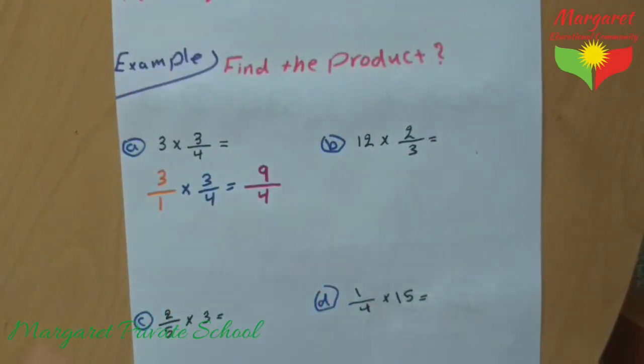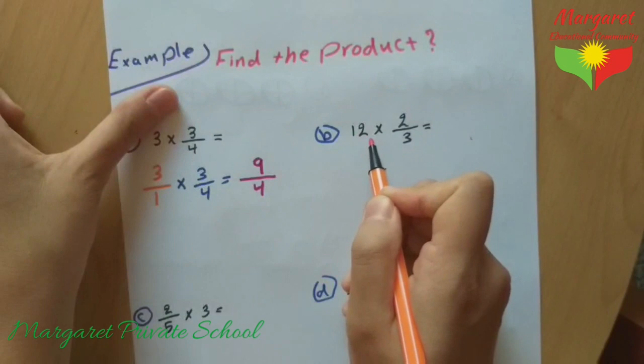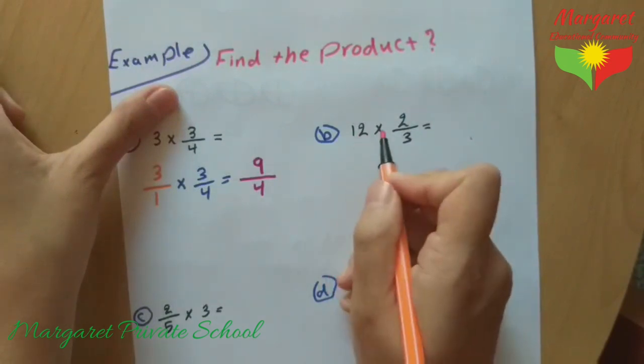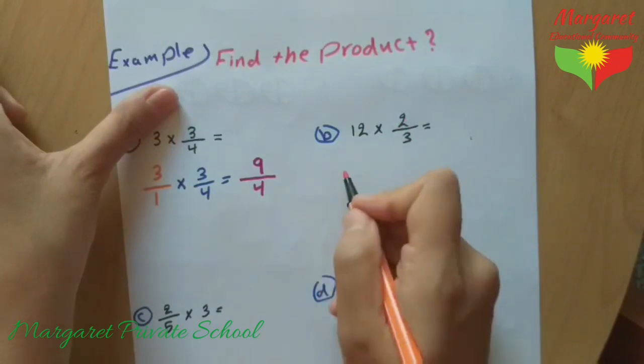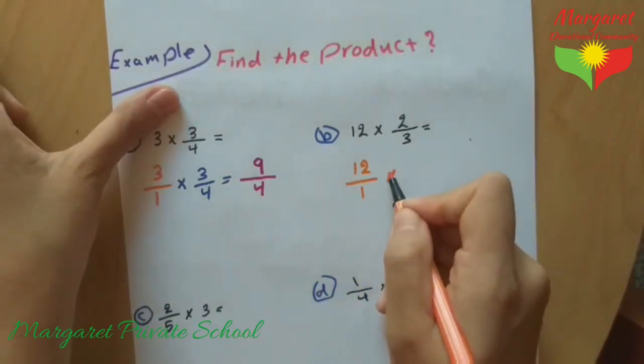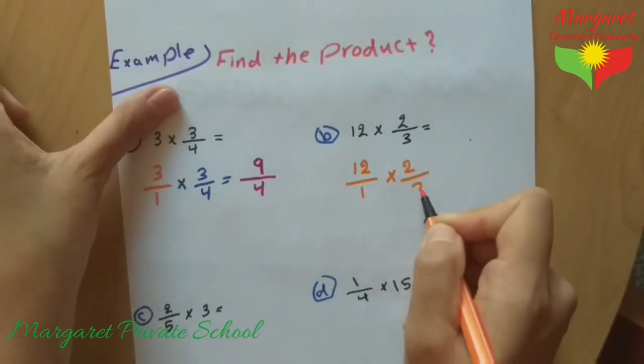Same step: you must write the denominator number 1 for this whole number. 12 times 2 out of 3, 12 out of 1 times 2 out of 3.